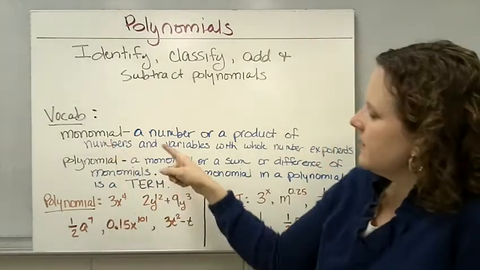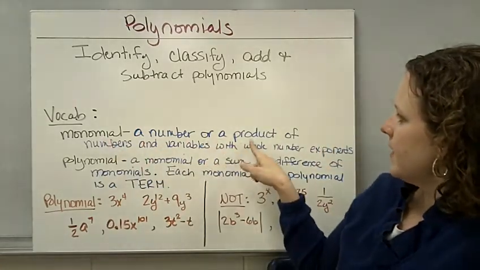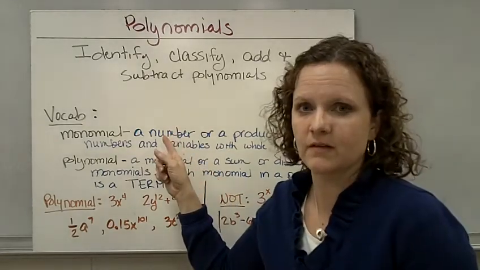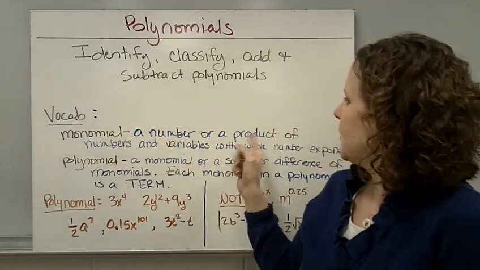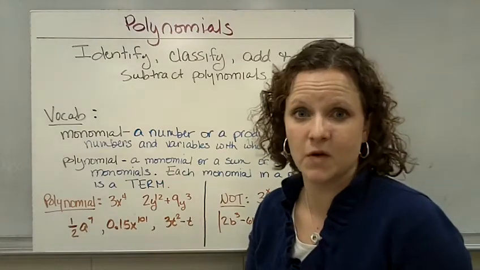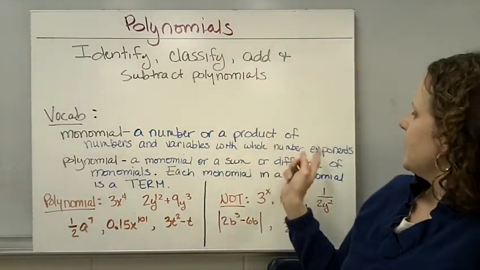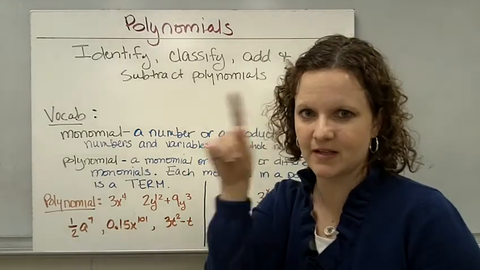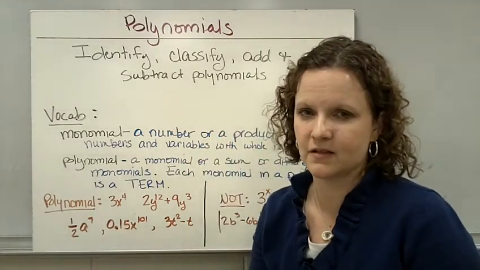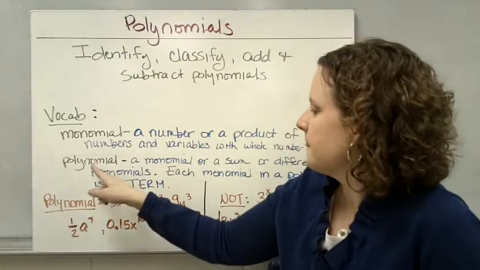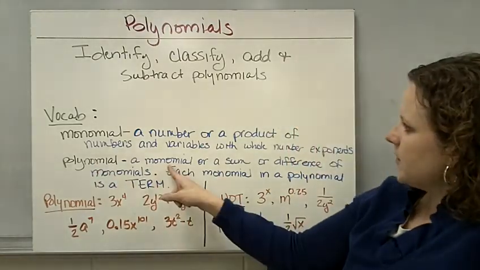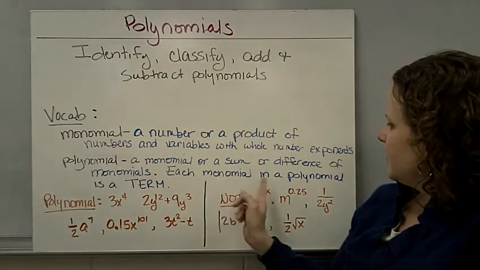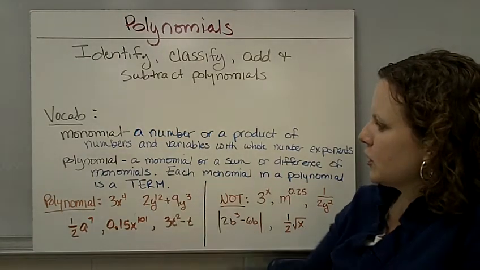A monomial is a number or a product of numbers and variables, so like 4 is a monomial, or 4x, with whole number exponents. Whole number exponents means anything raised to a power has to be a whole number. It can't be a fraction, a square root, or anything else. Polynomial: a monomial or a sum or difference of monomials. Each monomial in a polynomial is a term.